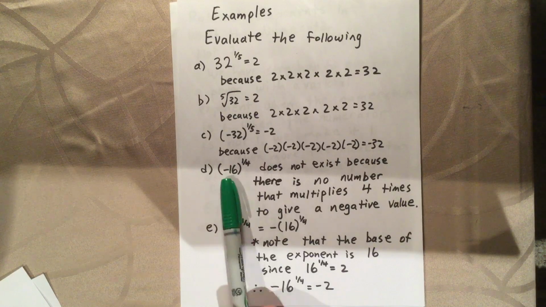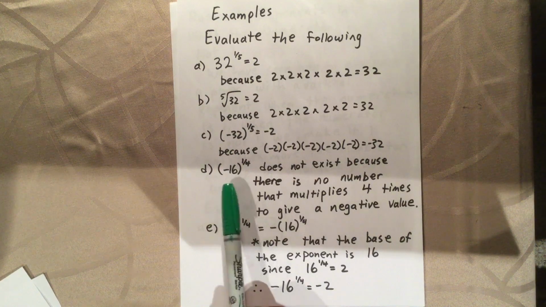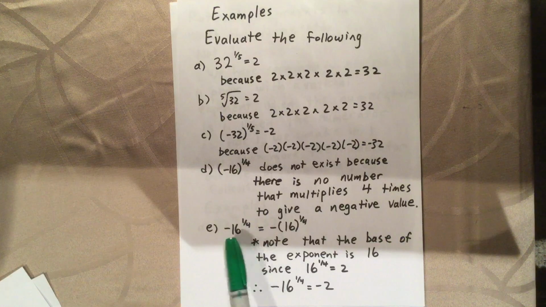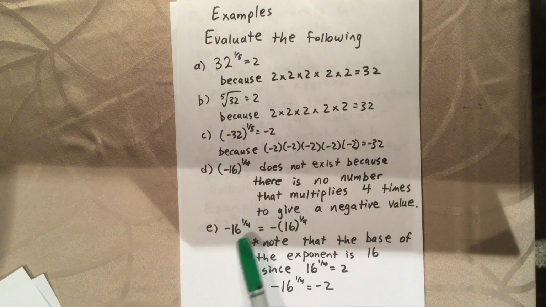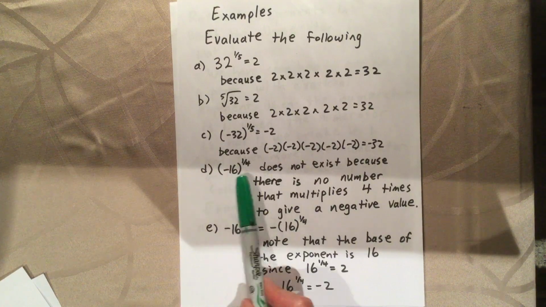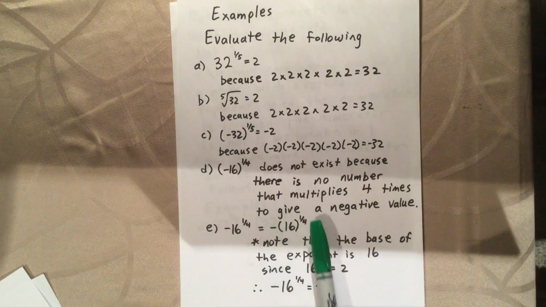But that's different than saying negative 16 to the 1/4. That looks a little weird, but in this case, the negative 16 is the base of the exponent. But in this case, the base of the exponent is just 16. In other words, negative 16 to the 1/4, like I've written it here, not in the bracket, is like saying negative, and then the base of the exponent is 16 raised to the exponent 1/4.